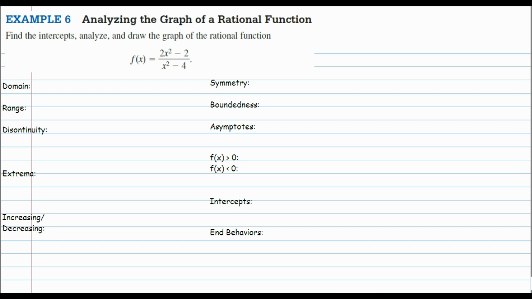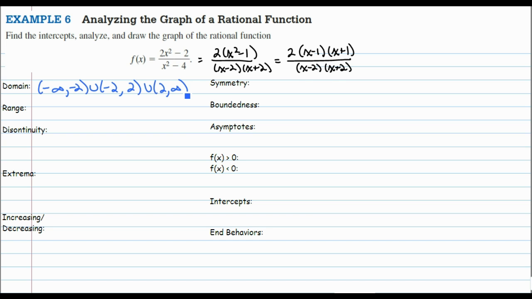So here we go. I'm going to factor the original function. That factorization can give me a lot of information. My domain, let's see, positive 2 and negative 2 need to be left out of the domain. Because positive 2 and negative 2 only make the denominator 0, that means they are both infinite discontinuities as well as vertical asymptotes.